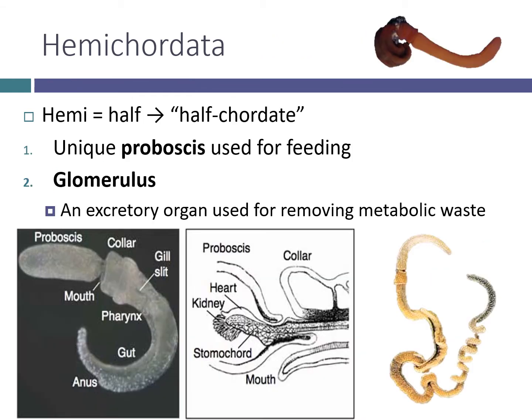So hemichordates, hemi meaning half, they're half chordates. You want to be able to identify the proboscis, which is used for feeding. Got that big old proboscis up here. The glomerulus is just the excretory organ used for moving metabolic wastes. You need to know what that is, not necessarily identify where it is, but just know what it is.